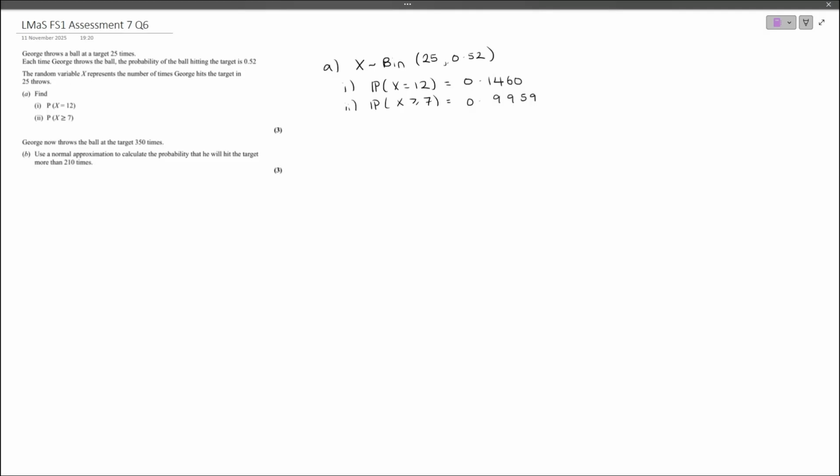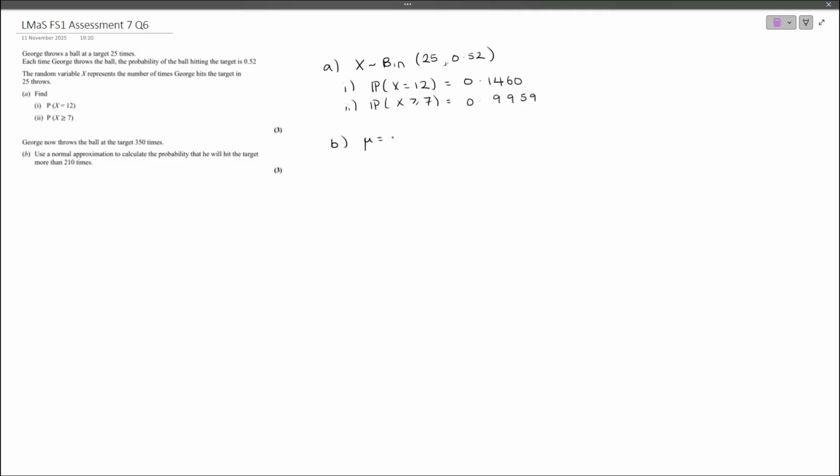Part B. George now throws a ball at the target 350 times. Use a normal approximation to calculate the probability that he will hit the target more than 210 times.